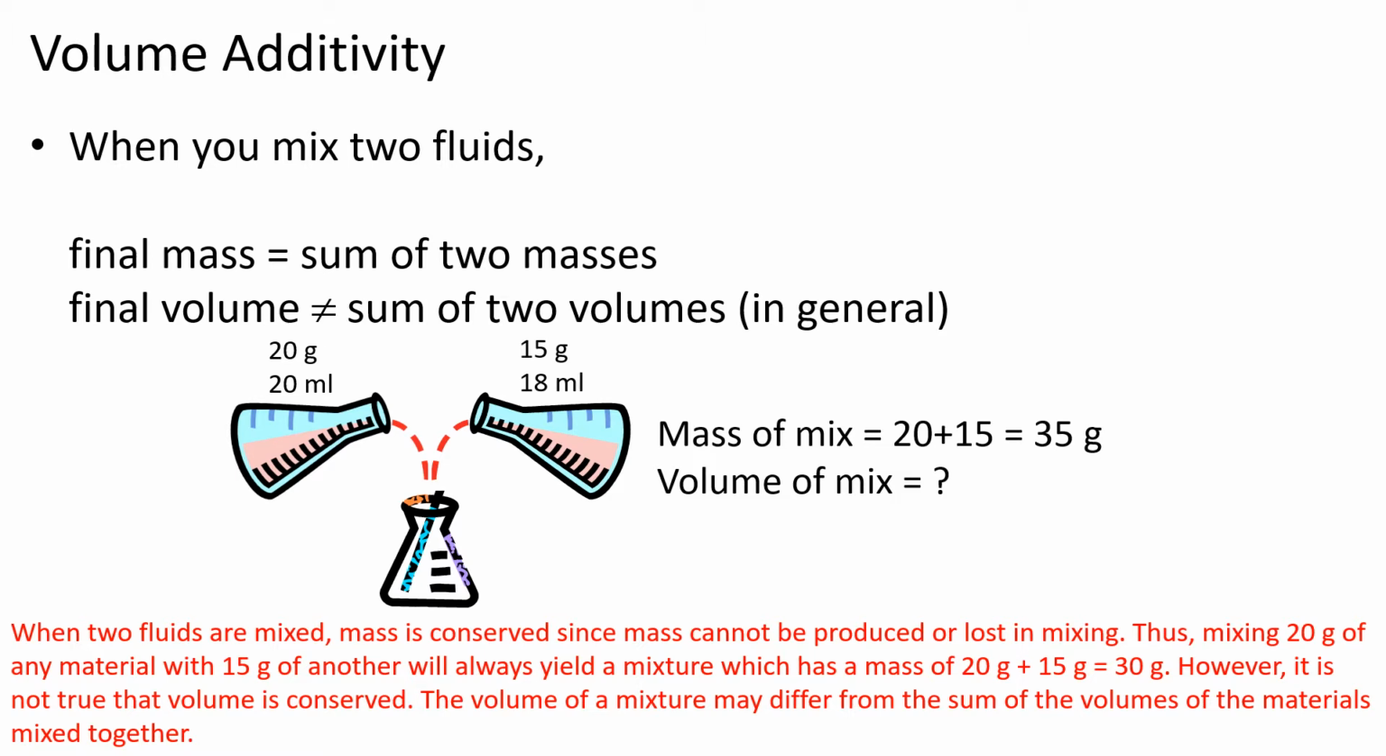When two fluids are mixed, mass is conserved, since mass cannot be produced or lost in mixing. Thus, mixing 20 grams of any material with 15 grams of another will always yield a mixture which has a mass of 20 grams plus 15 grams, which is equal to 35 grams. However, it is not true that volume is conserved. The volume of a mixture may differ from the sum of the volumes of the materials mixed together.